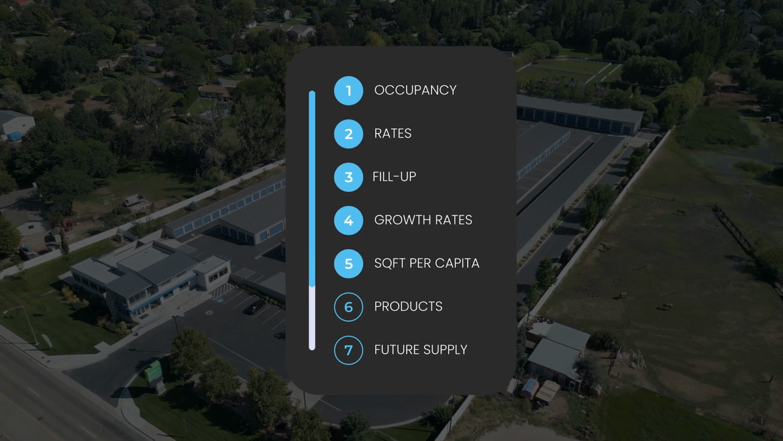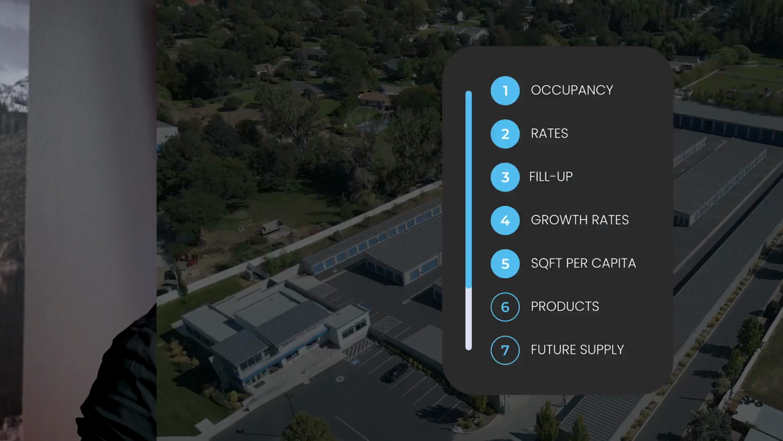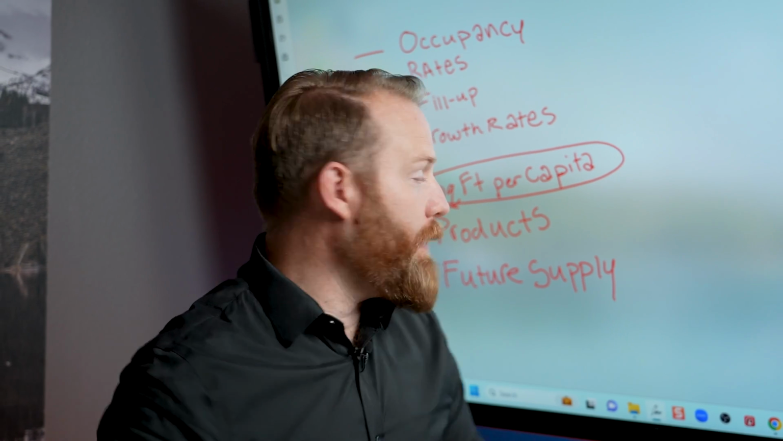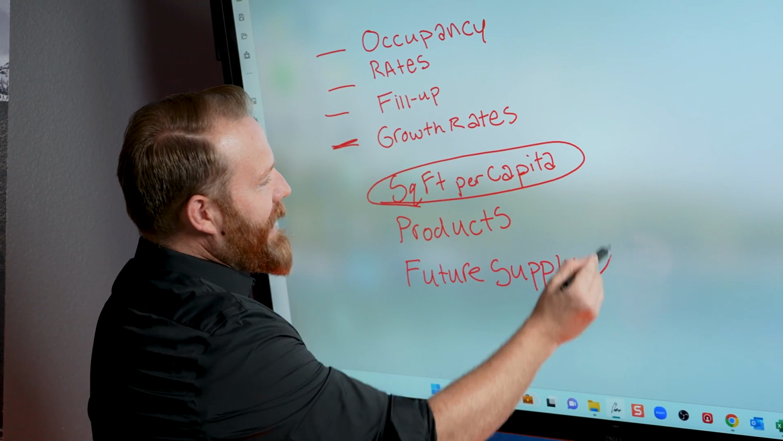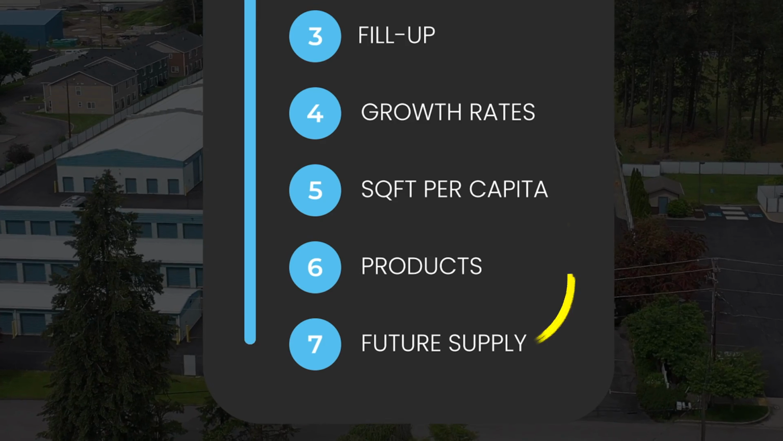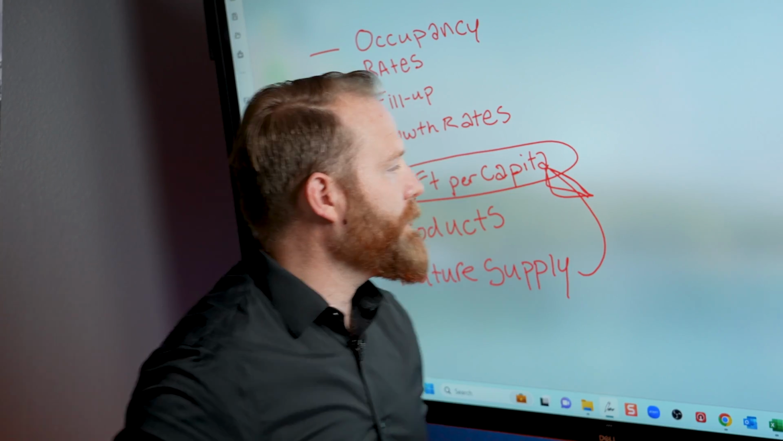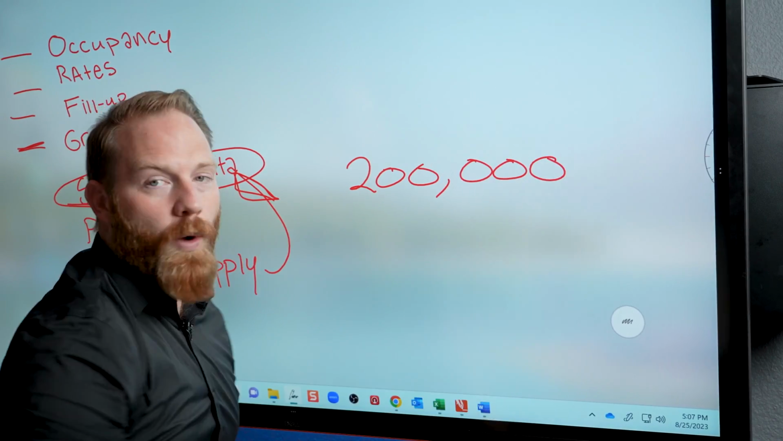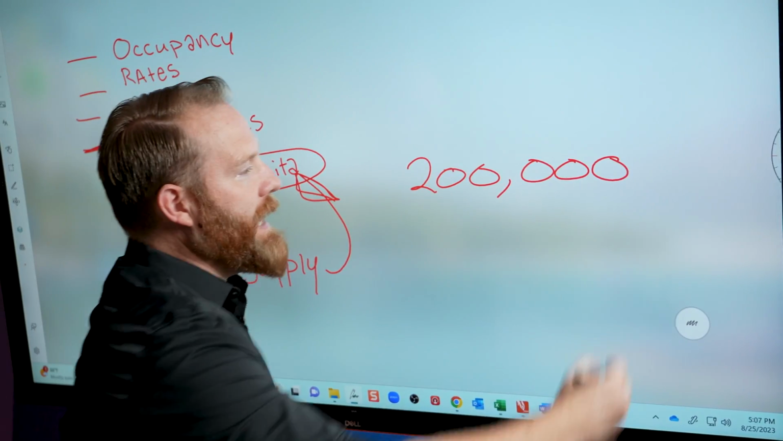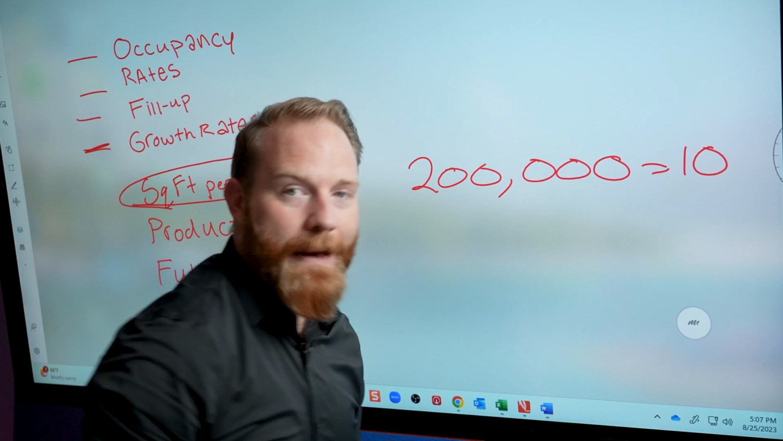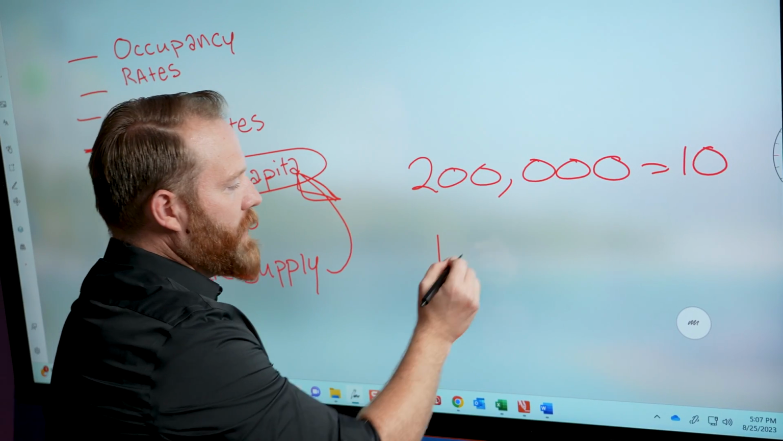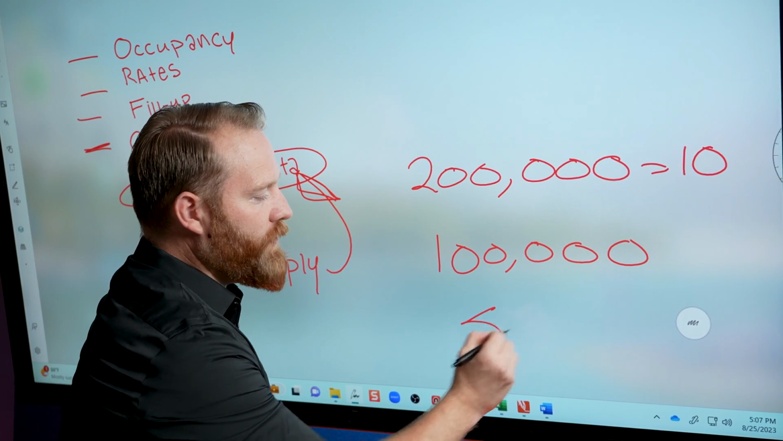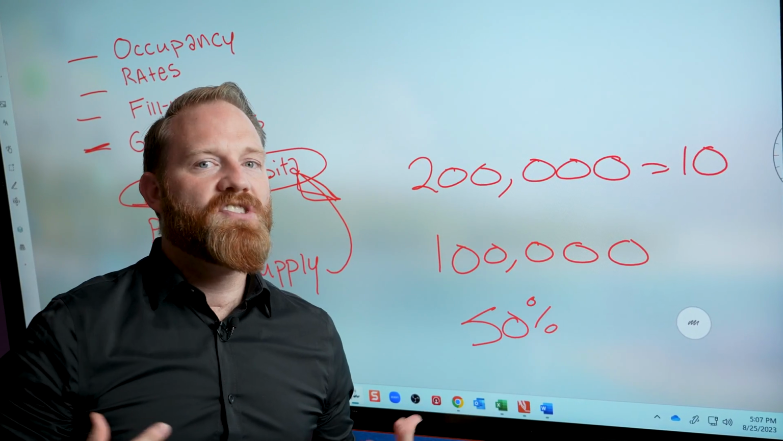Now we get into that almighty square feet per capita. It is actually not nearly as important to me as how much there is, but the impact. What we're going to do is tie these two things together, all right? Future supply and square footage. If you have 200,000 square feet on the market, and that equals 10 square feet per capita, and someone is building 100,000 square feet, that means you have a 50% increase in supply.